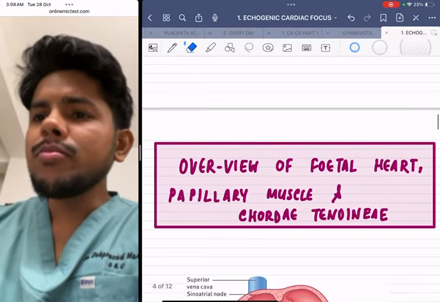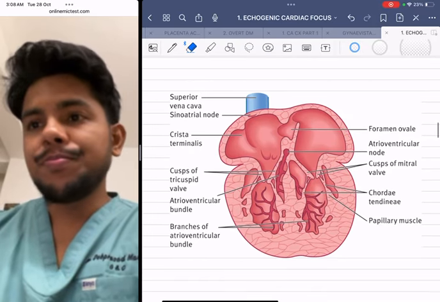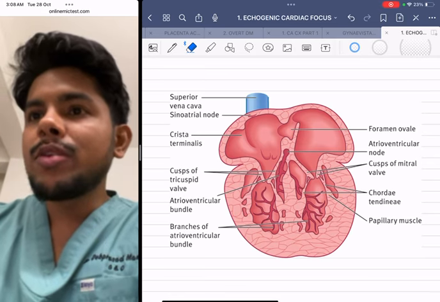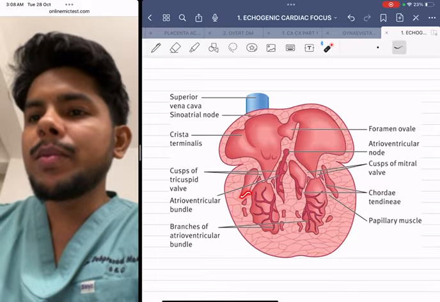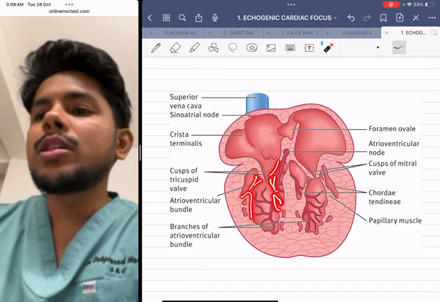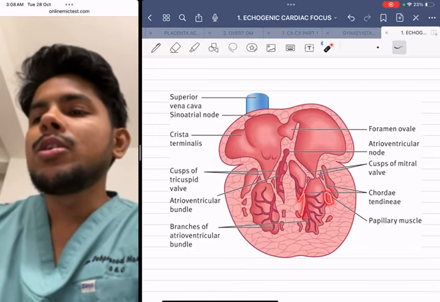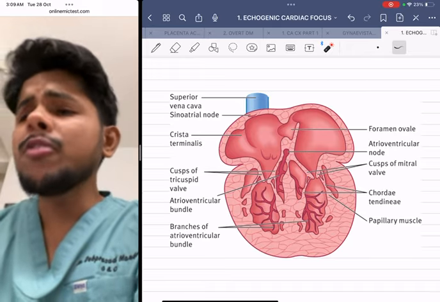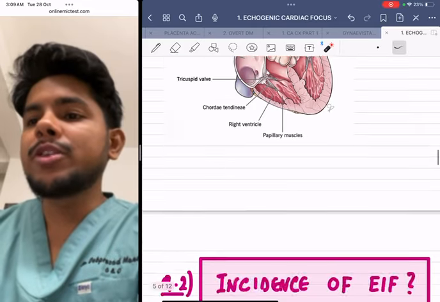Now, this is a picture of the fetal heart. We can see the papillary muscles right over here. You can see the papillary muscles right over here, with chordae tendineae attached to them, supporting the valvular leaflets. Here also, you have the papillary muscle. Here also, you have the papillary muscles with chordae tendineae arising from them, supporting the valvular leaflets. All right. I've already gone through these pictures.